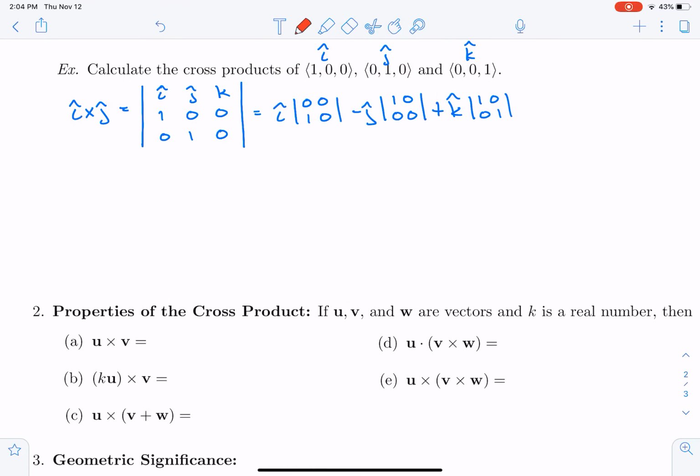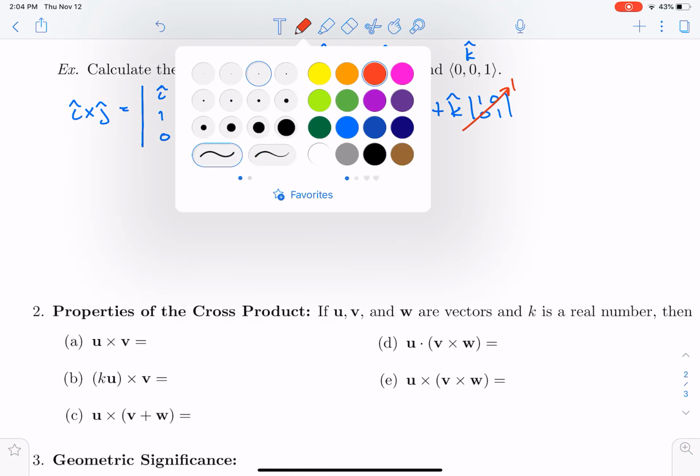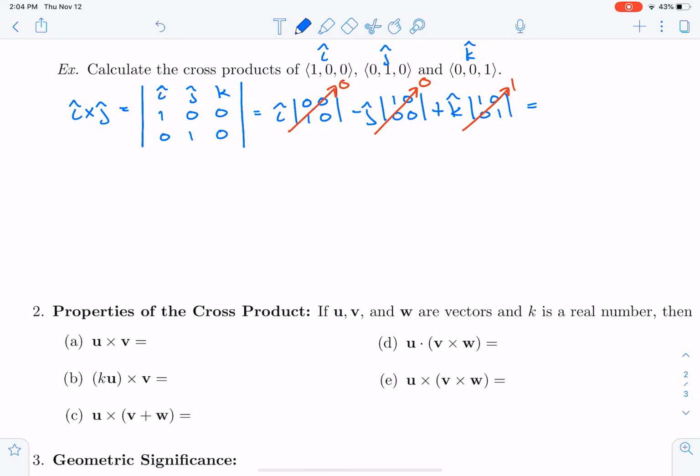And so here, the determinant of 0, 0, 1, 0 is actually 0. And the determinant of 1, 0, 0, 0 is actually 0. And then finally, the determinant of 1, 0, 0, 1 is in fact 1. And so the result is that i cross j is actually equal to k.